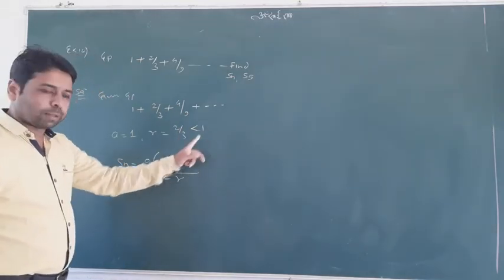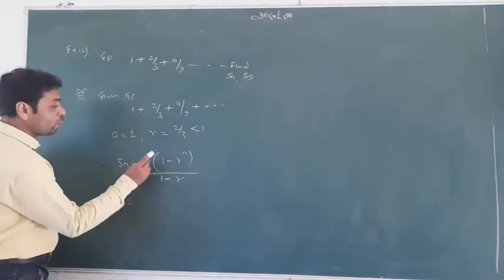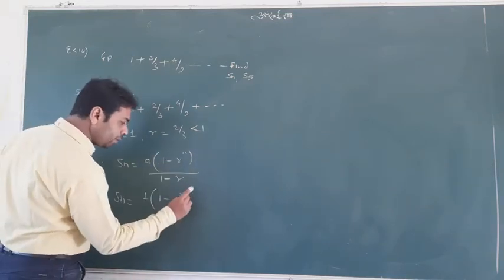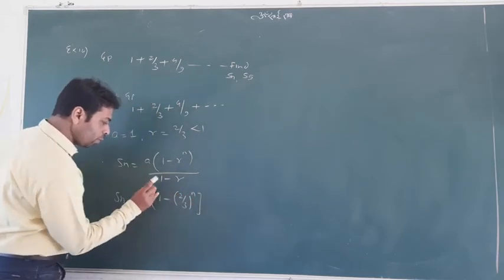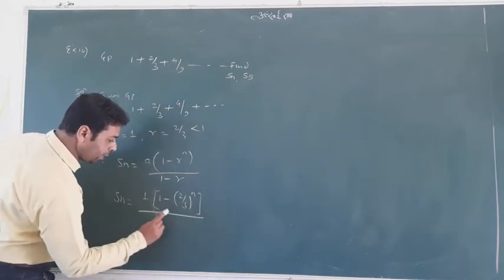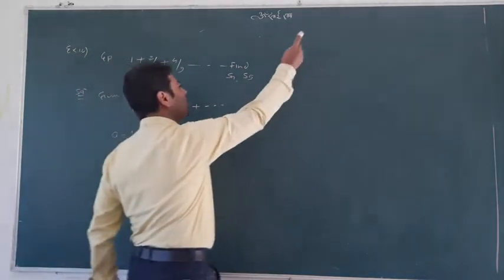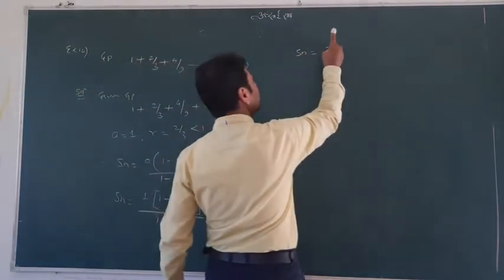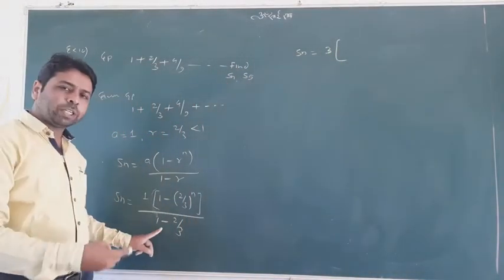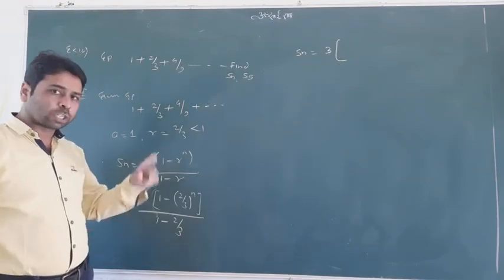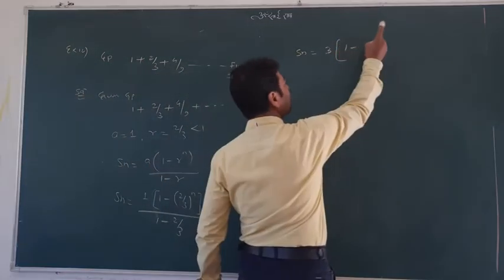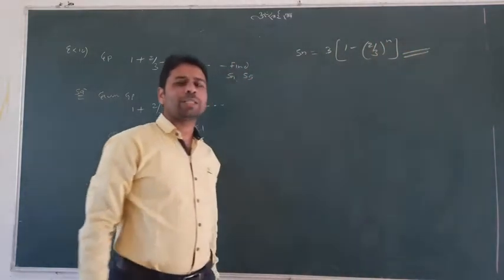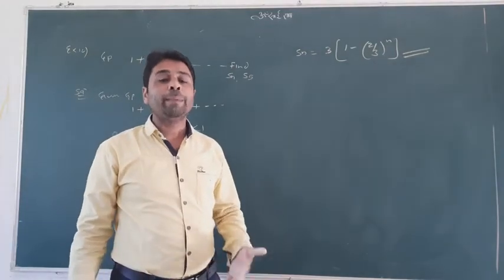When r is less than 1, you put the value a equal to 1, and 1 minus r equal to 2 by 3, I mean r equal to 2 by 3. So lastly, Sn will be 1 upon 1 minus 2 by 3, which is 1 by 3, in the denominator, so it transfers to the numerator side and it will be 3, times 1 minus (2 by 3) to the power n. And I just want to drop my answer right here, because the sum of n terms will always come in the form of n.